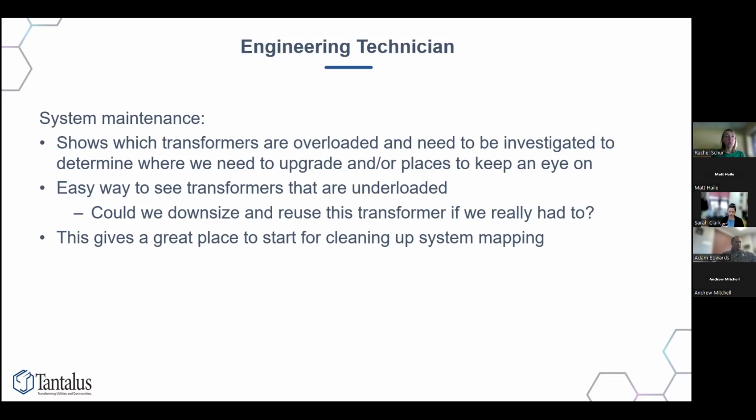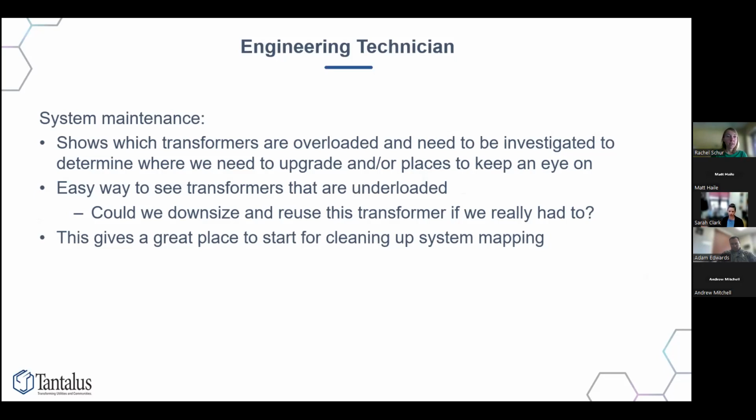Or if we really were in a bad way and couldn't get a transformer and had a large one that was underutilized, we can determine if it's worth the cost to go out and pull that transformer and put a smaller one in. So that's been really great. It's also given us a great place to jump off and start cleaning up our mapping system too.